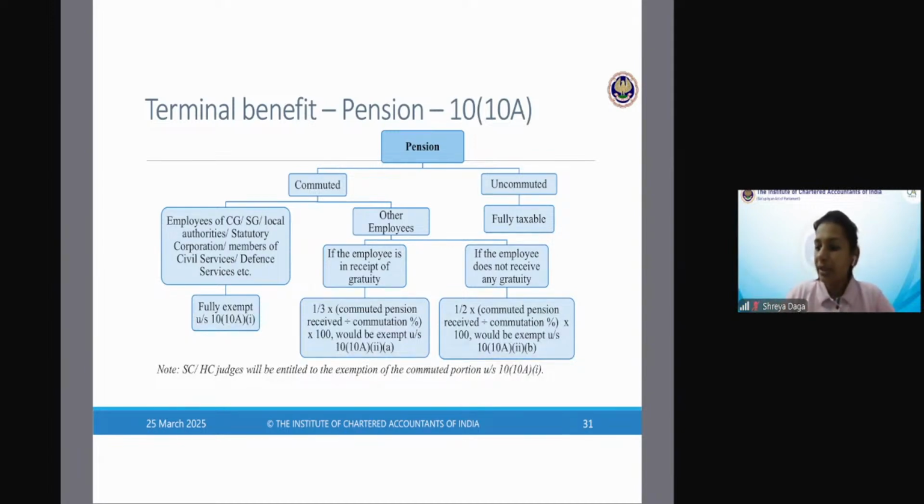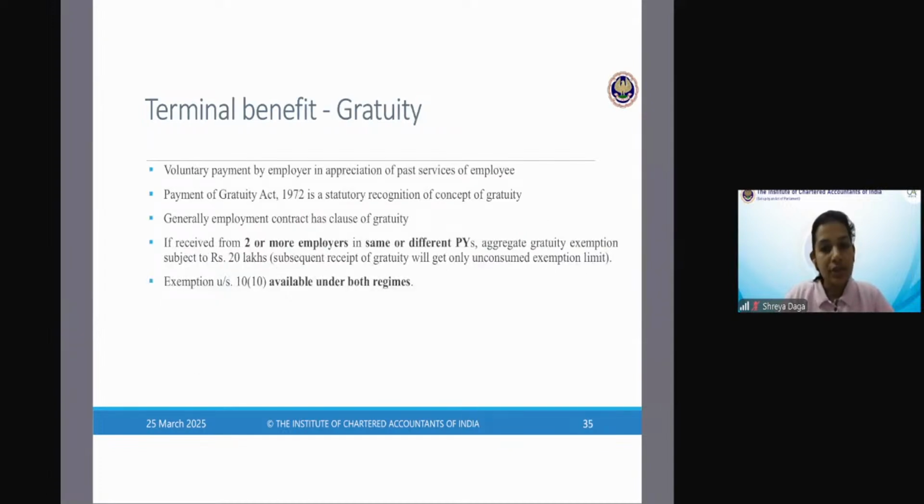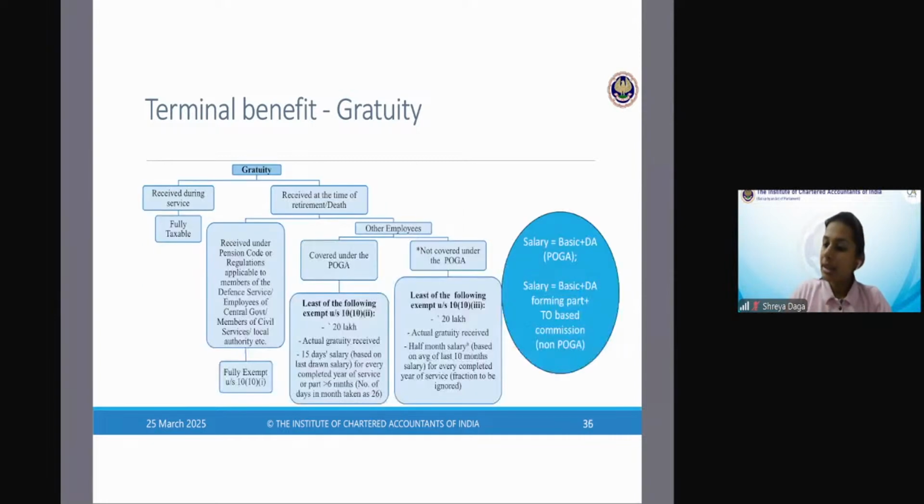Okay. Then after solving sums on pension, we did gratuity. And we found that there is an overall exemption cap of 20 lakhs. And even if you have received gratuity from more than one employer over your entire career because you changed employment, still the total limit of 20 lakhs will be available. Every next time you try to claim this, they will only consider the unused amount out of 20 lakhs. This exemption is also available under both regimes.